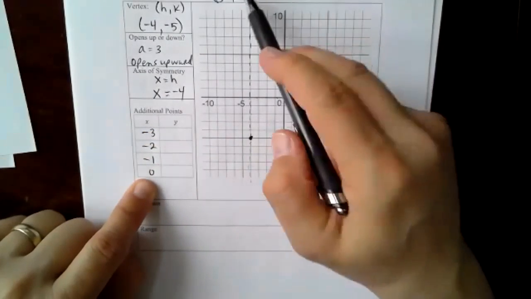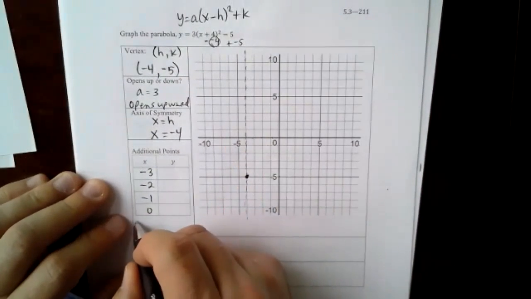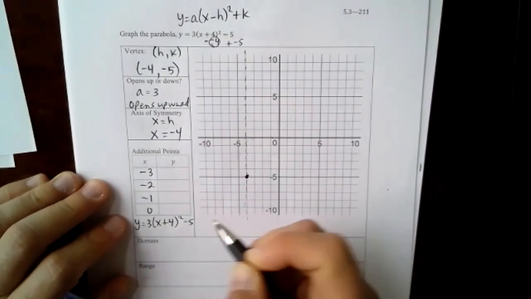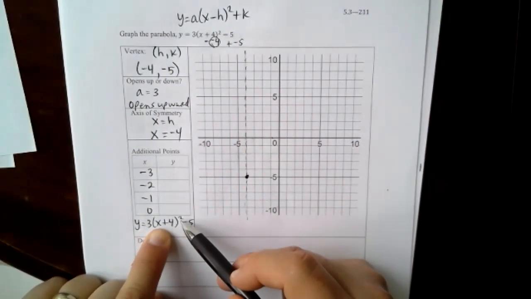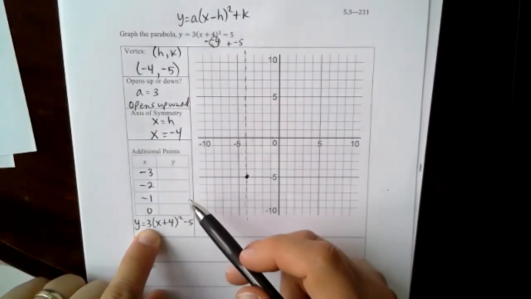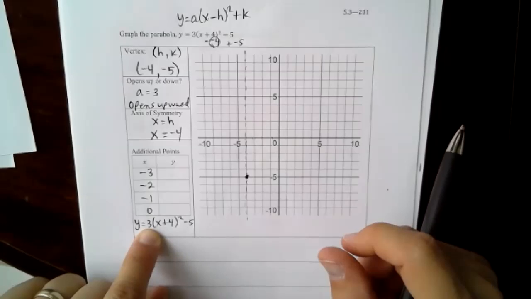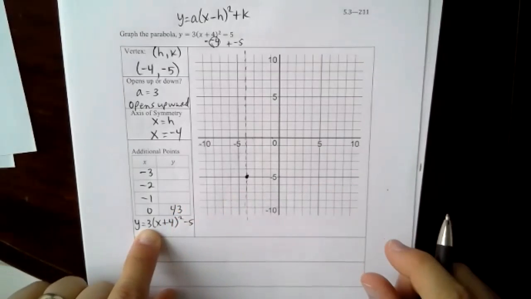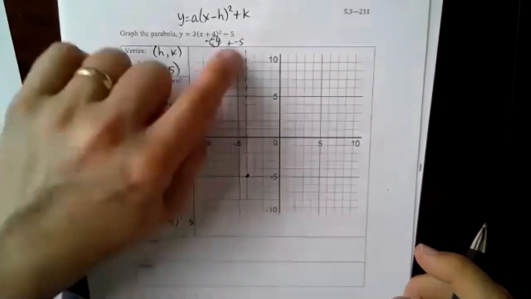Let's start with 0 into the equation. The equation was, I'm going to put it down here so we can see it. Y equals 3(x plus 4) squared minus 5. So we're going to put 0 in for x. And what is this? 4 squared is 16, times 3 is 48, minus 5 is 43. Double check me, make sure I'm right on that. Wait a minute, that's huge. Okay, we can't graph that. So that's off the chart, right?